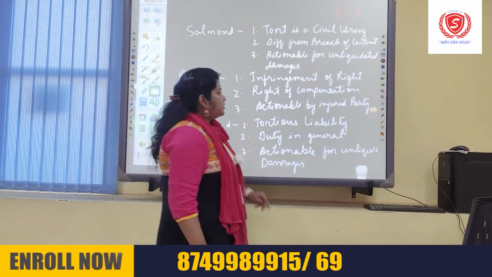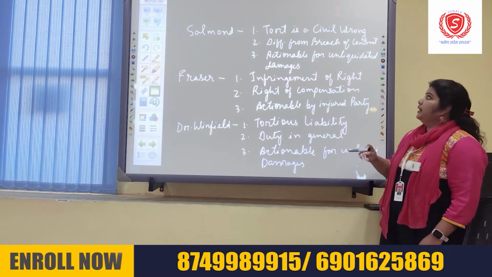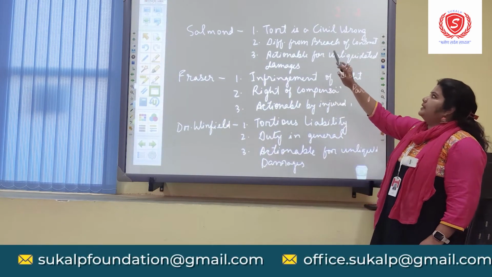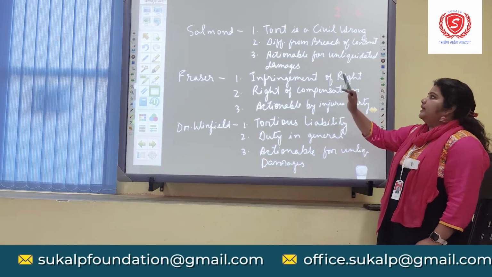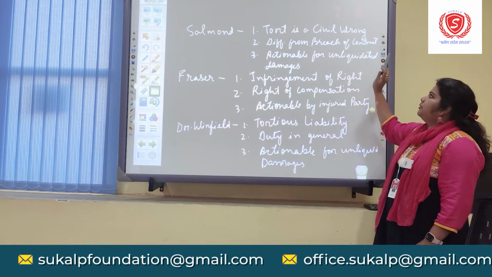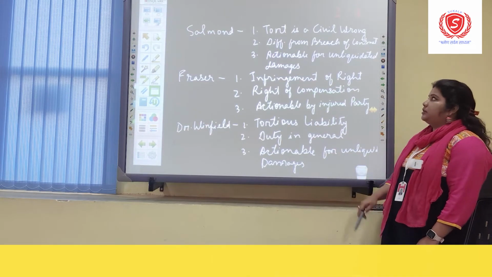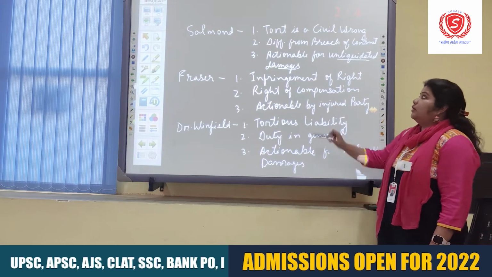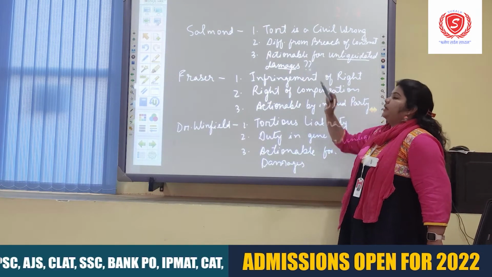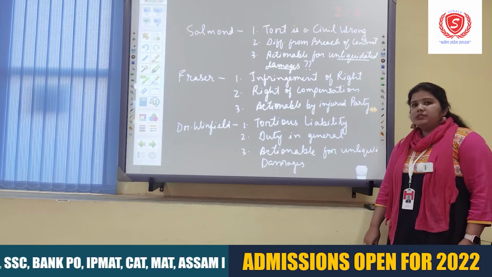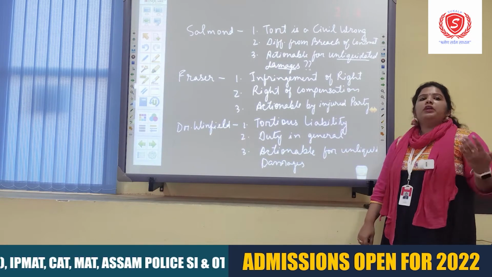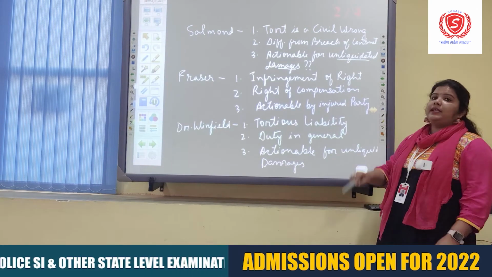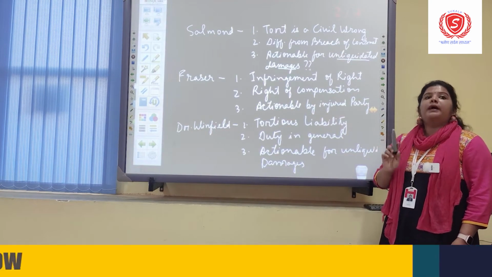Now you see the definition given by Salmond, it says that tort is a civil wrong. Then it says that it is different from breach of contract. Then Salmond also says that it is actionable for unliquidated damages. What is unliquidated damages? Now this is a question which comes in the mind of the student. Liquidated damages are damages which can be pecuniary in nature, for which you can be given pecuniary compensation, but unliquidated damages cannot be given in the form of money.